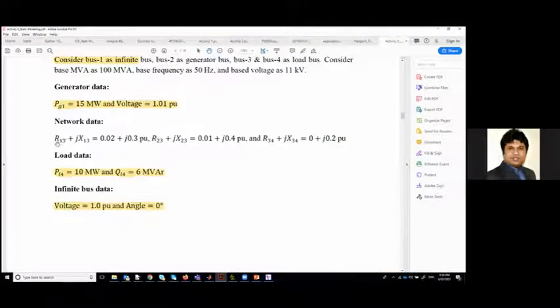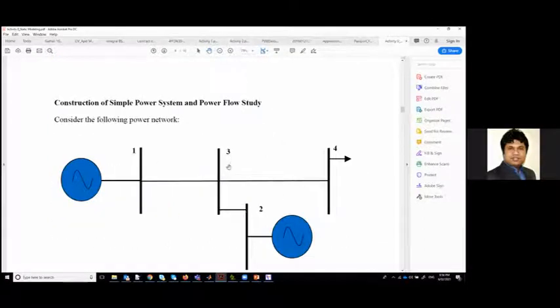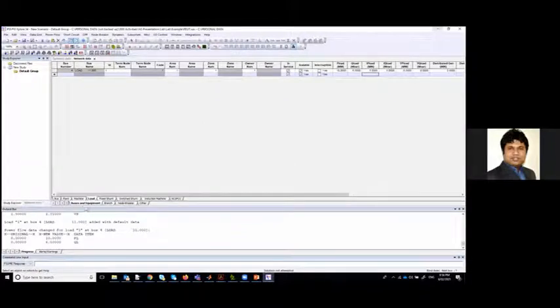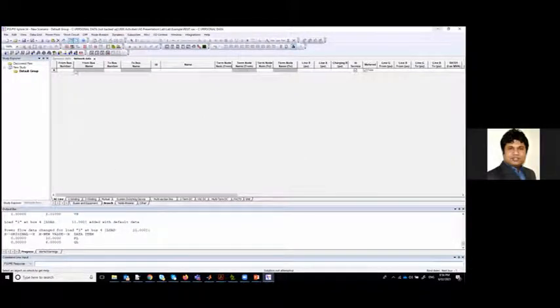We put this information now. The network data, that means the impedance of the line, between 1, 3, 2, 3 and 3, 4. All these are given here. Let's first start with 1, 3. 1, 3 or 3, 1, they are same actually. 0.02 and 0.3. That means we want to put a branch now. Let's click on branch, from bus 1 to bus 3. Line resistance is given as 0.02 and reactance is given as 0.3.